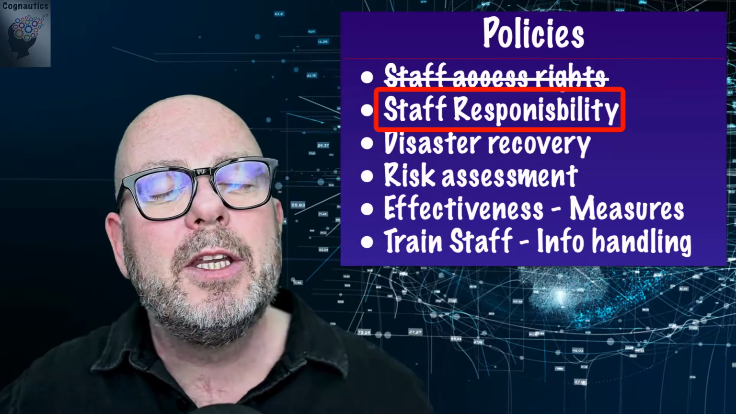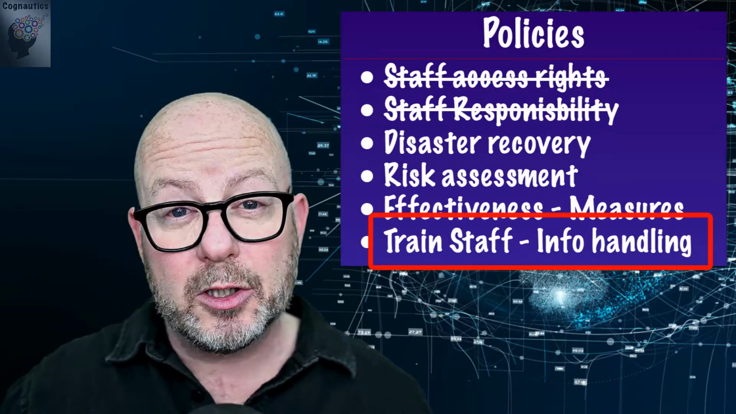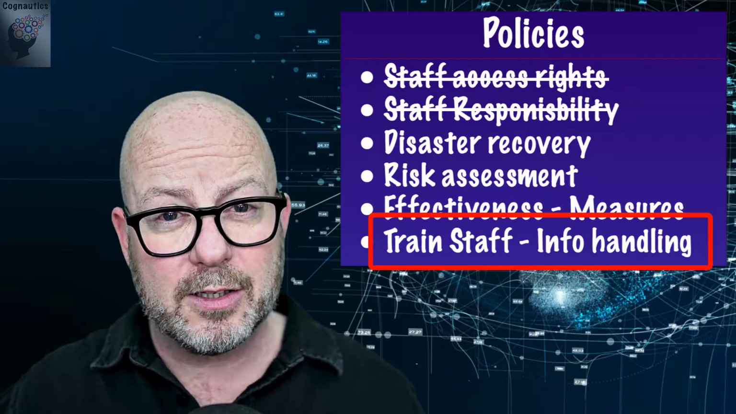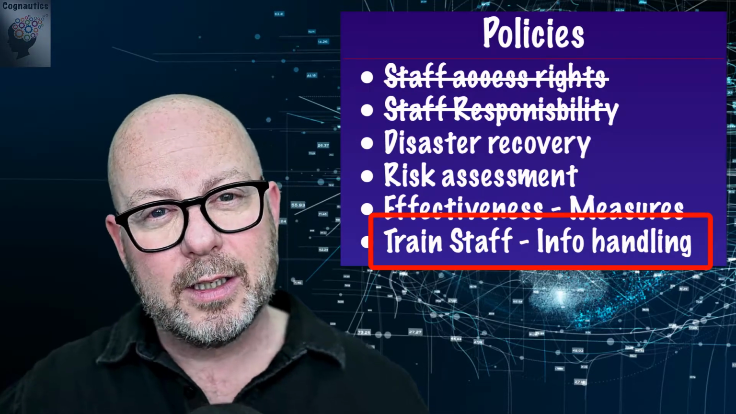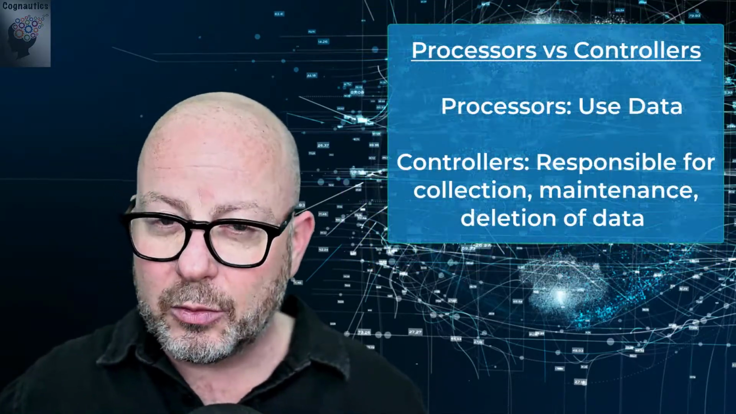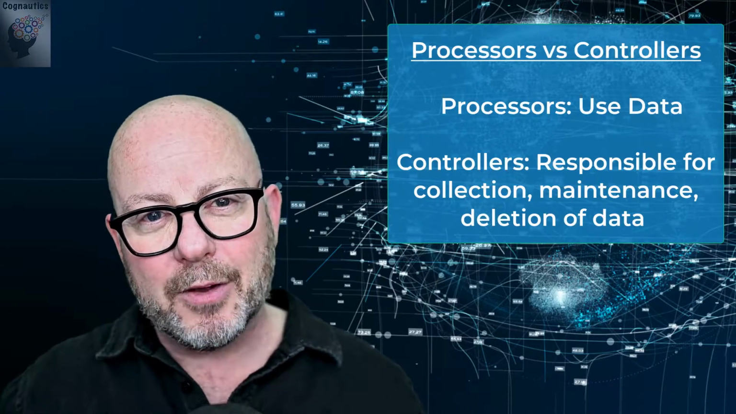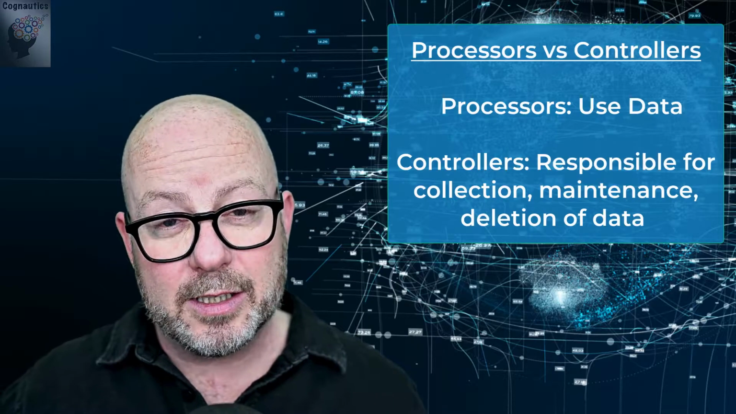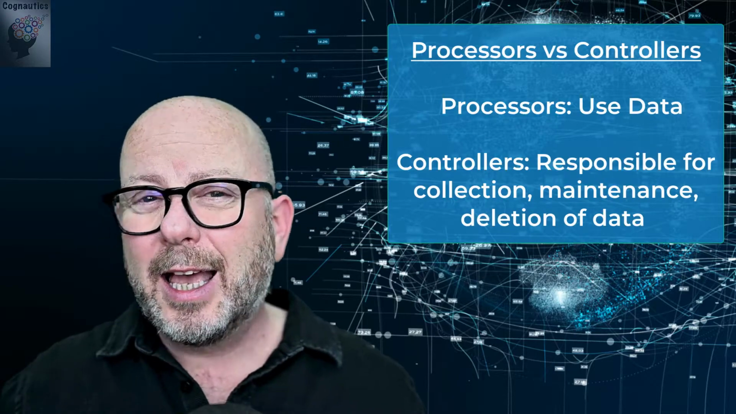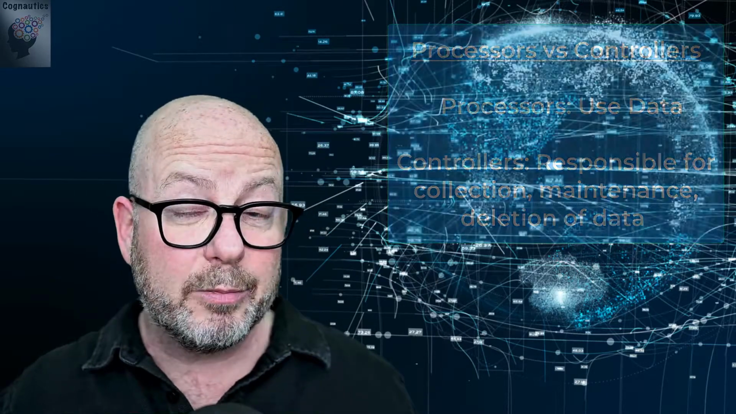Companies must have policies that cover the training of staff to enable them to control or process data. This training must be carried out on a regular basis. Now, the difference between controllers and processors of data is quite a complex area and beyond the scope of this video. However, a data processor is more concerned with using the data, while a controller has more ownership of the data and is responsible for the collection, maintenance, and ultimately the destruction of the data.